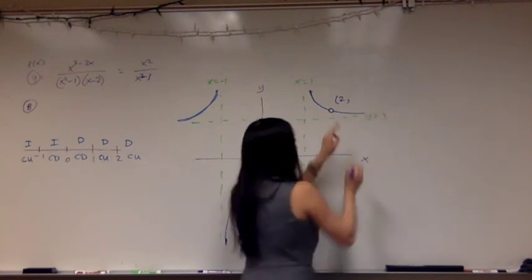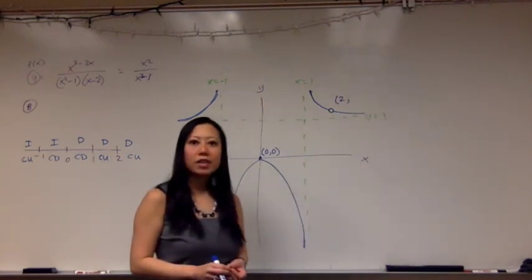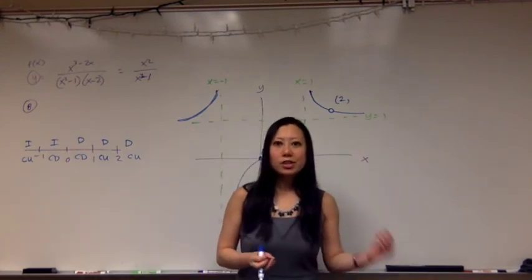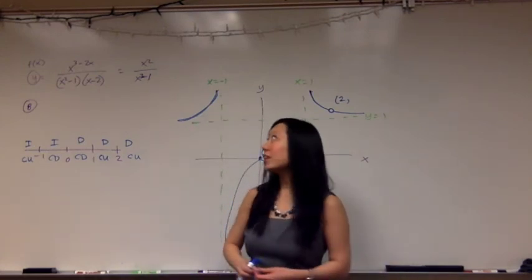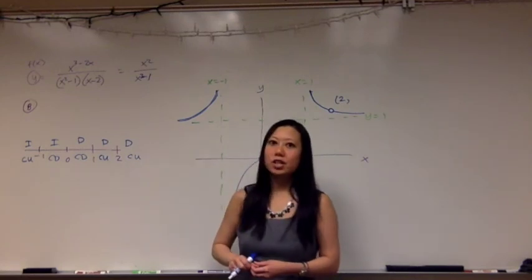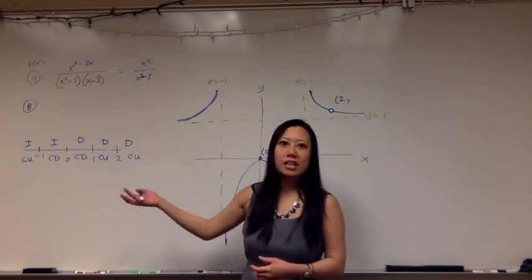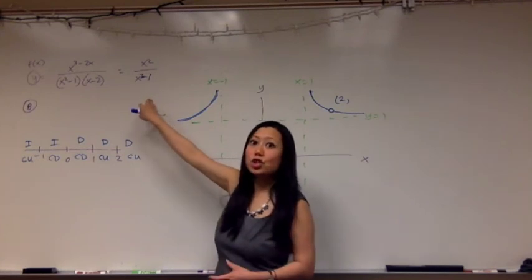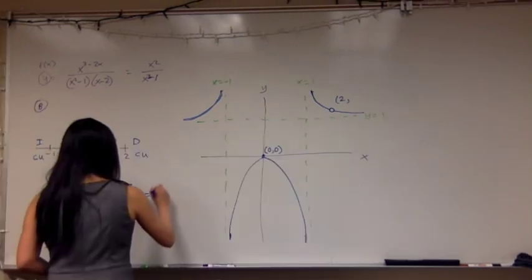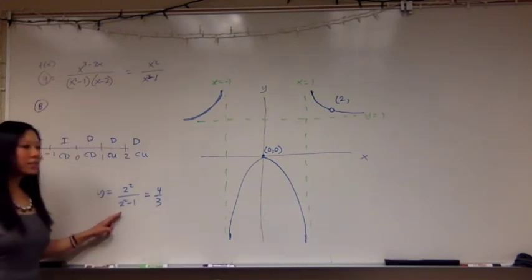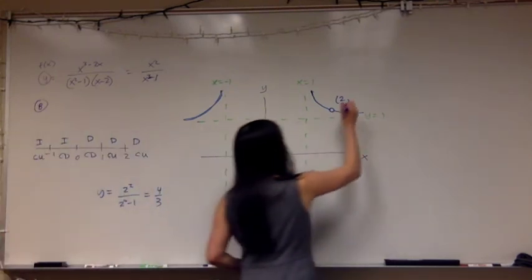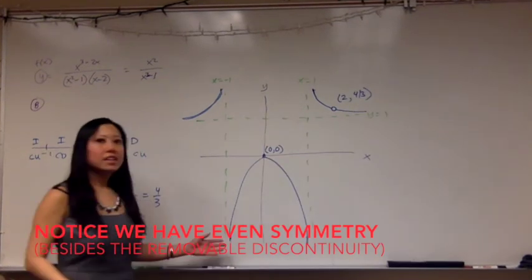Now I just have to find the y value, which I could plug into the original function. Or rather, I wouldn't plug it into the original function, but I'd plug it into the simplified function. Because if I plug it into the original function, again, it will be undefined. So I plug it in here to see what the function should be at x equals 2 before we remove it. If I plug x equals 2 in, I get y equals 4/3. So I have 2 comma 4/3. And that's what the graph should look like.